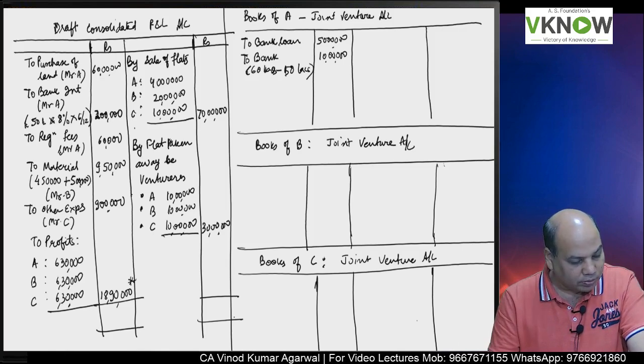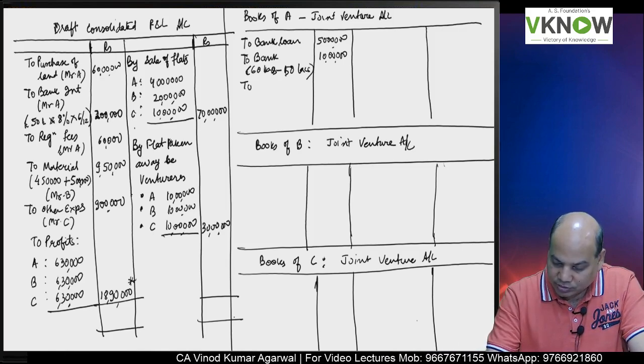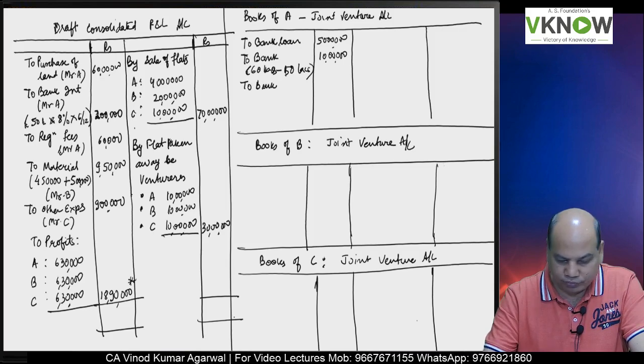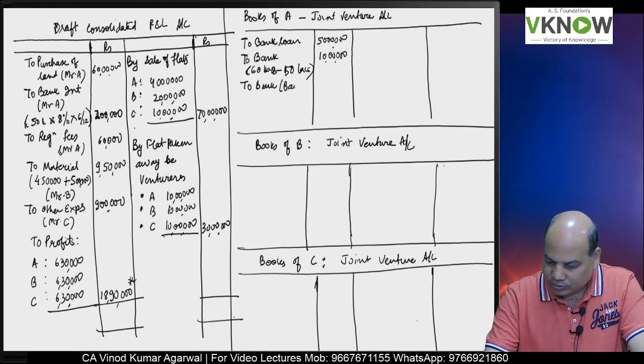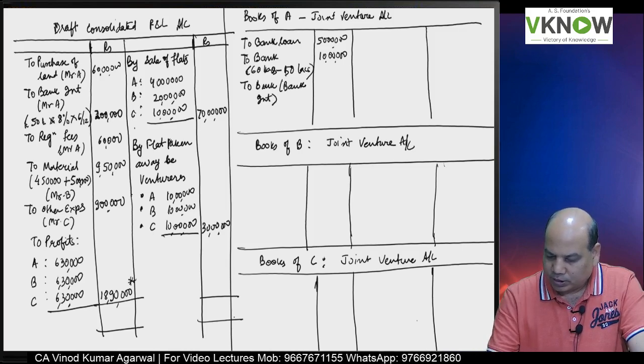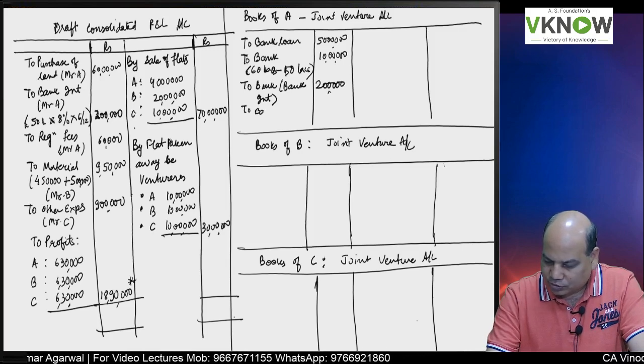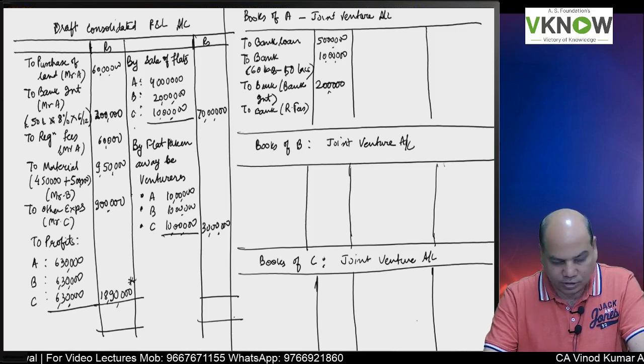Then he paid interest to bank, to bank account in bracket bank interest, 2 lakh. Then he paid registration fees also to bank account. Registration fees he paid 60,000.